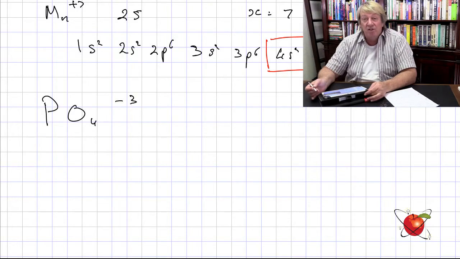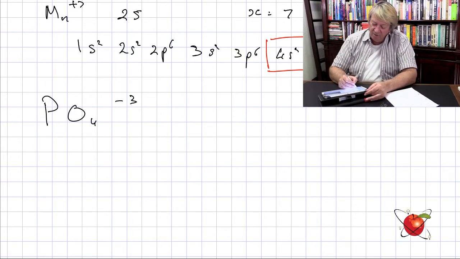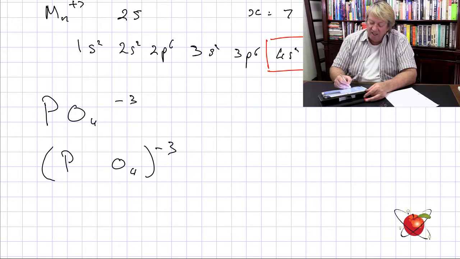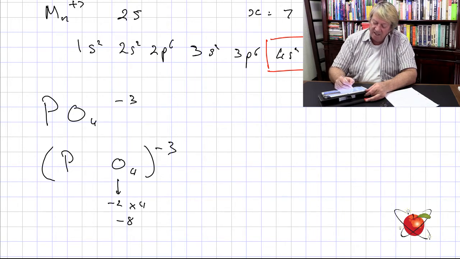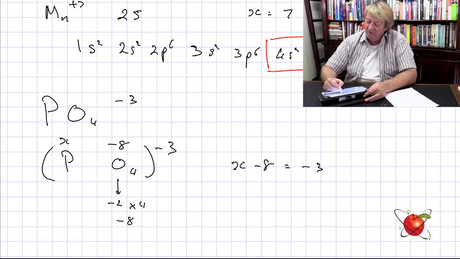PO4 minus 3. Well, let's ask what is the oxidation number of P in this whole thing? First of all, PO4, I split them up and I say there's a minus 3. Oxygen is the most electronegative, so it's going to go to a minus 2. Multiply it by 4, minus 8. Therefore, now we say x minus 8 is equal to minus 3. Therefore, x is going to be 8 minus 3, which is going to be 5.